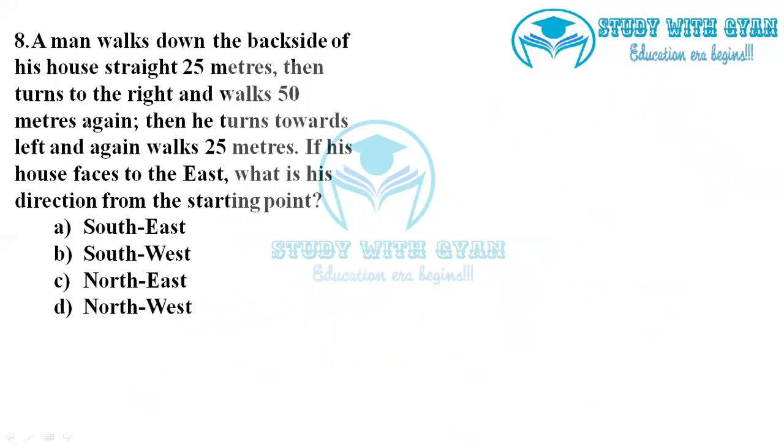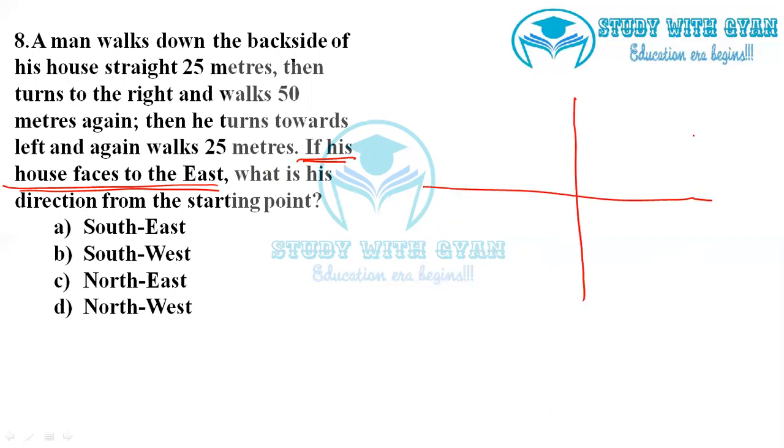After this, a man walks down the back side of his house straight 25 meters, then turns to the right and walks 50 meters, and then he turns toward left and again walks 25 meters. His house faces the east. If his house faces the east, what is his direction from the starting point? This is a question related to direction sense.